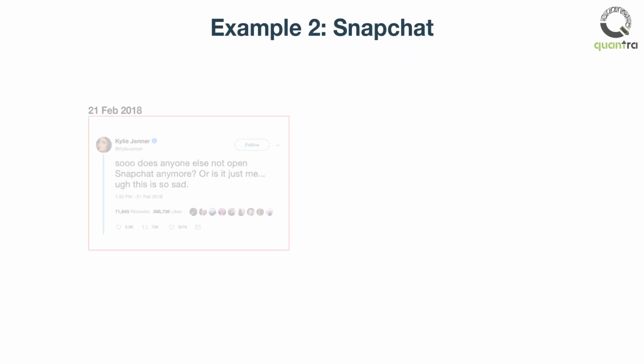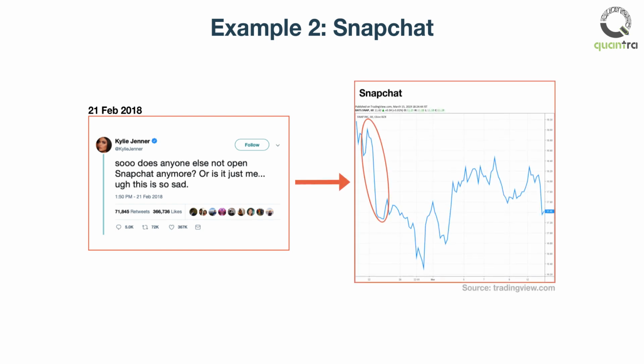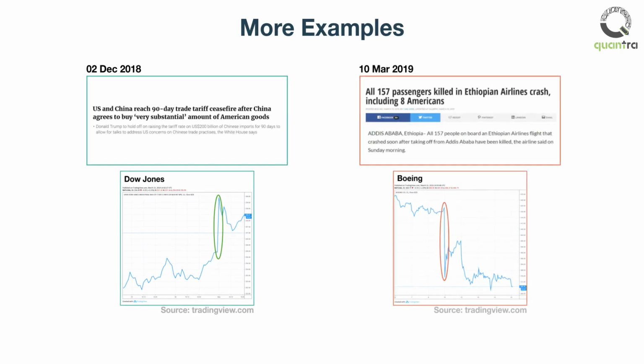Another example is when American reality television personality Kylie Jenner tweeted on the 22nd of February 2018 that she is done with Snapchat, and the stock fell around 6%. There are some other examples shown on the screen of how sentiments affect the market.